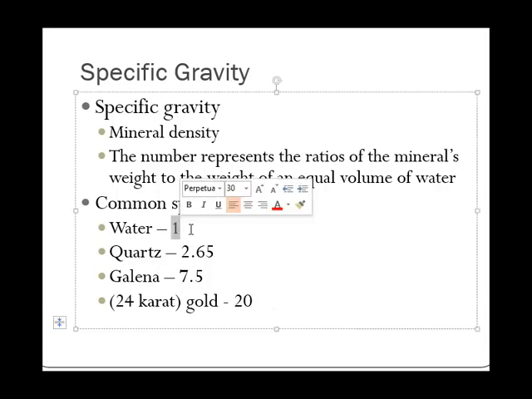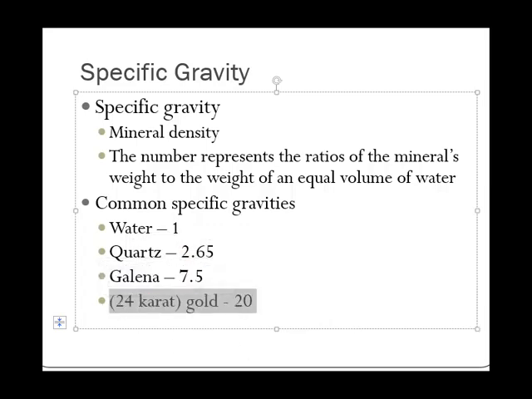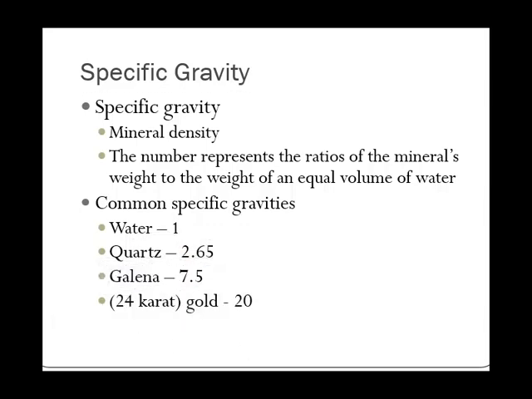Water has a density of 1. That's the thing that everything is based on. Quartz, for example, is 2.65, relatively low but higher than water. Galena is much higher, and gold, 24 karat gold, as I mentioned before, has a density of about 20, which is very, very high density.